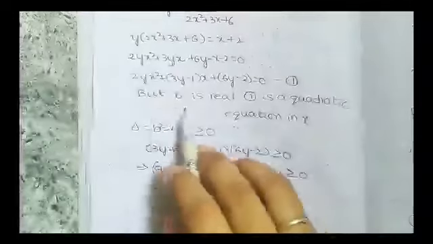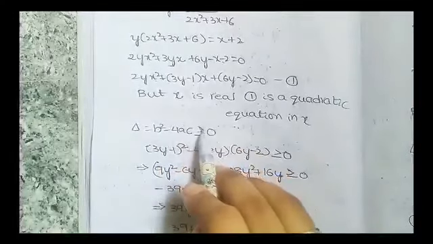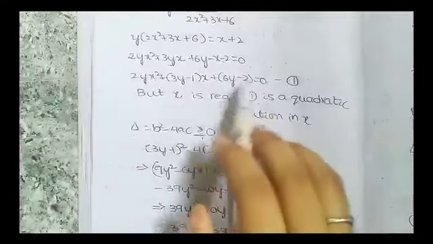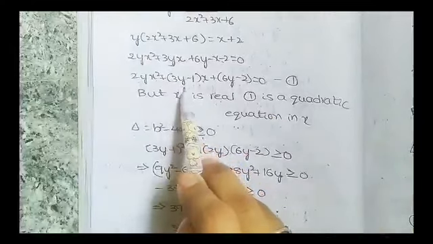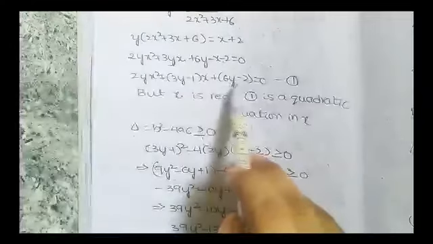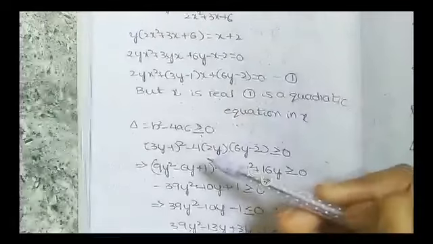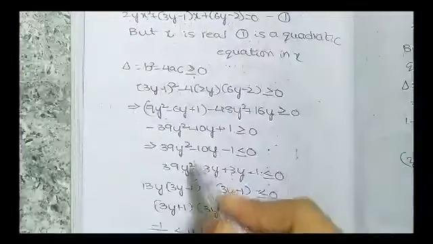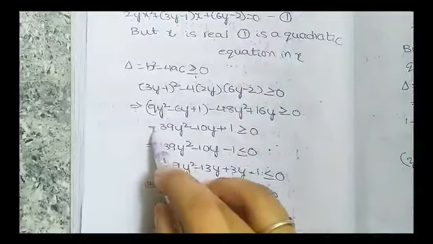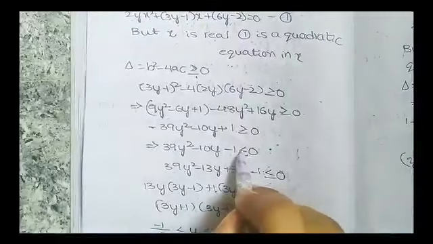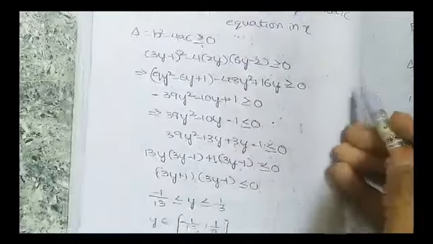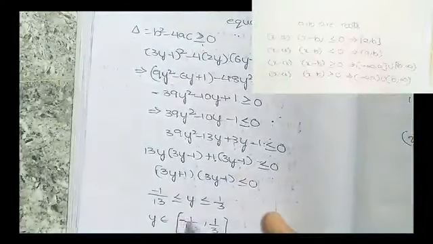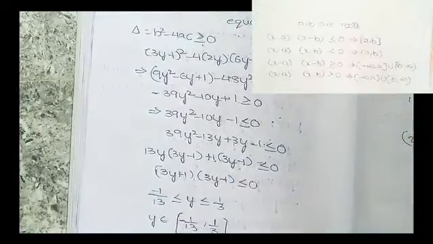Now x is real, so the discriminant is greater than or equal to 0. So delta we have to find for the given quadratic equation. Here a is 2y, b is 3y minus 1, c is the constant 6y minus 2. So we can find the discriminant value. Here also the same: when we take the minus common, it will become less than or equal to 0. After that we find the roots, and the roots are closed bracket minus 1 by 13 comma 1 by 3.